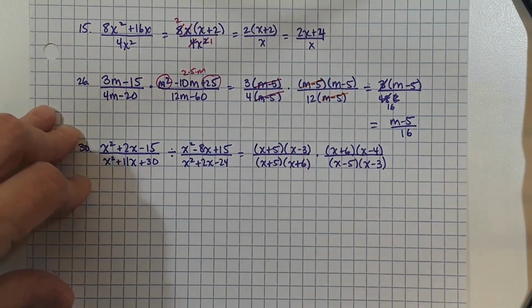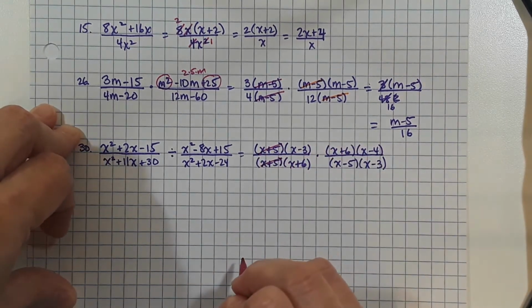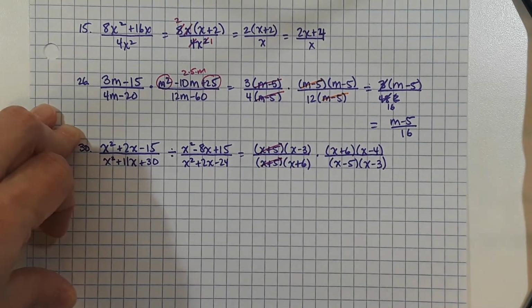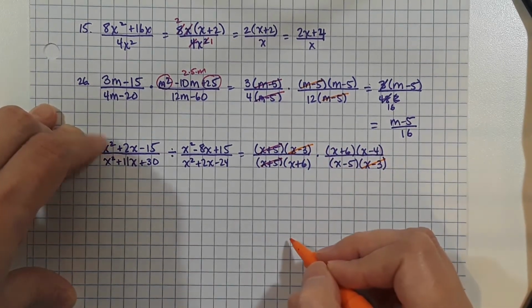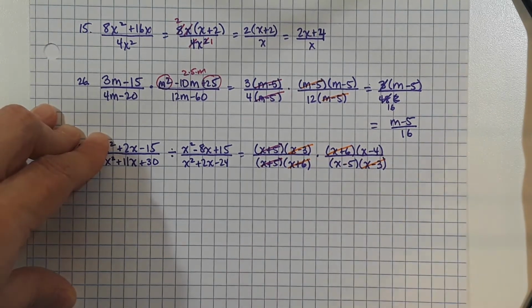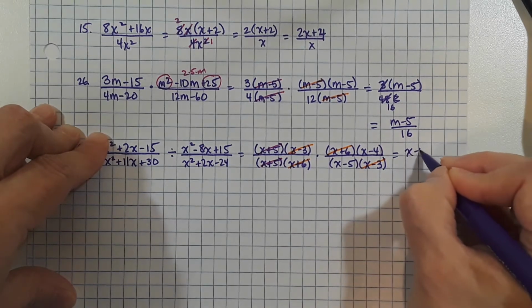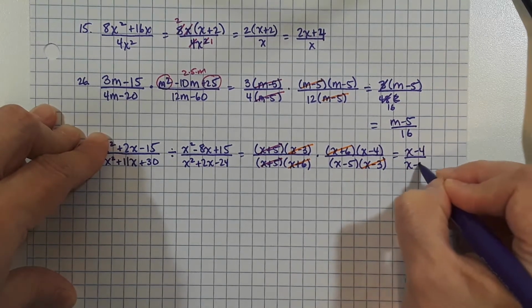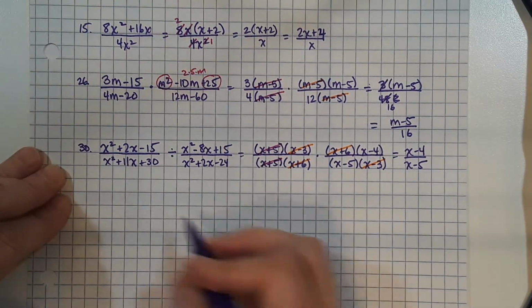Okay, let's see here. So these will cancel out. And then the x minus 3's will cancel out. And the x plus 6's will cancel out. And so what I'm left with is x minus 4 over x minus 5. Okay.